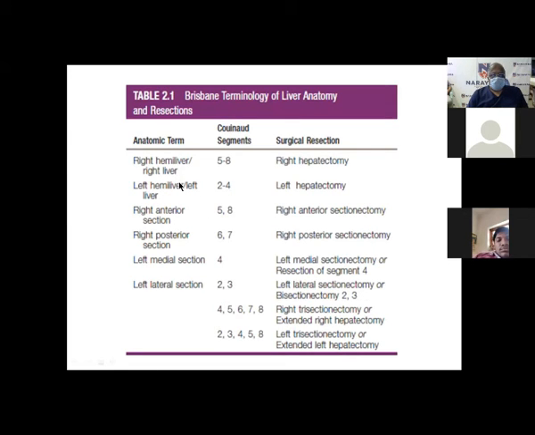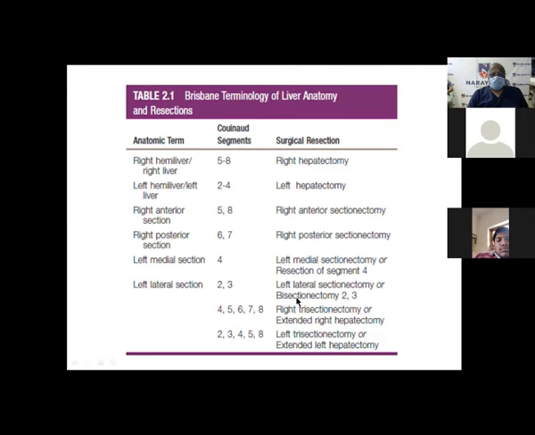Right hemiliver, segments 5 to 8, that is 5, 6, 7, 8, is called right hepatectomy. Left hemiliver, segments 2, 3, 4, left hepatectomy. Right anterior, 5 and 8, right anterior sectionectomy. Right posterior, 6 and 7, right posterior sectionectomy. Left medial section, segment 4 alone, that is quadrate lobectomy.